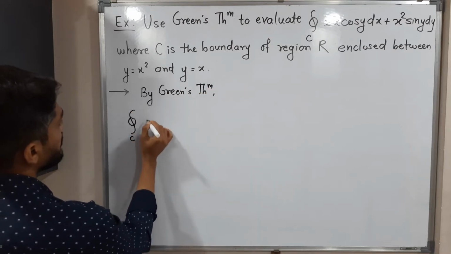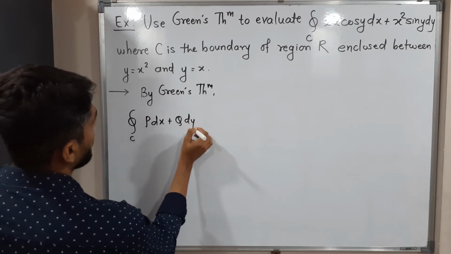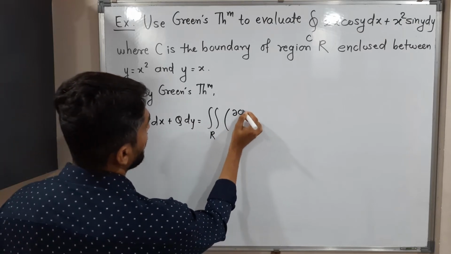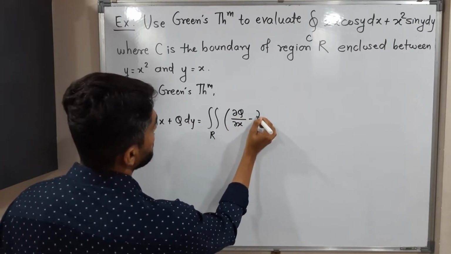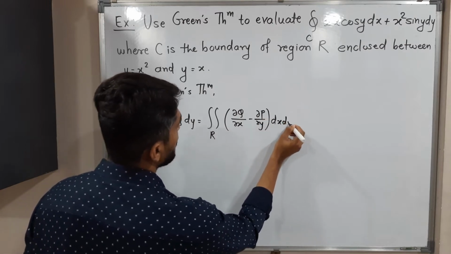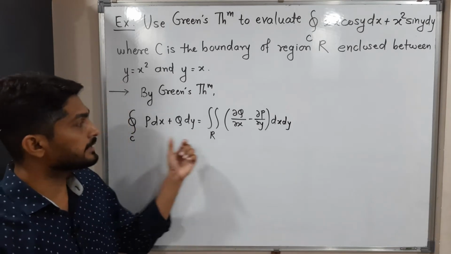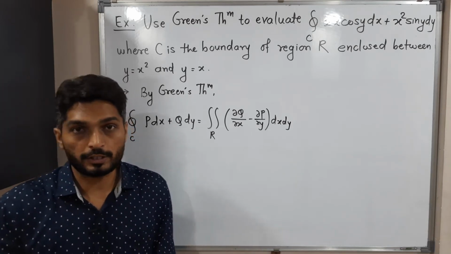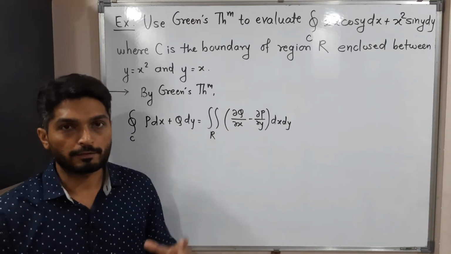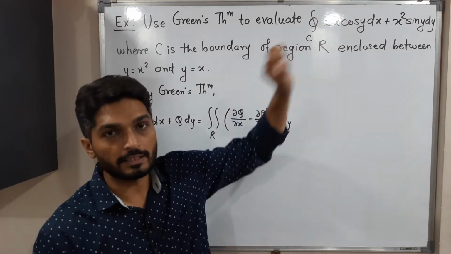Line integration over C, P dx plus Q dy is equal to double integration over R, ∂Q/∂x minus ∂P/∂y dx dy. So this is the statement of Green's theorem. Green's theorem says the value of the line integral is equal to the value of the double integration involving these partial derivatives. So we have to use this Green's theorem to find the value of this line integral.